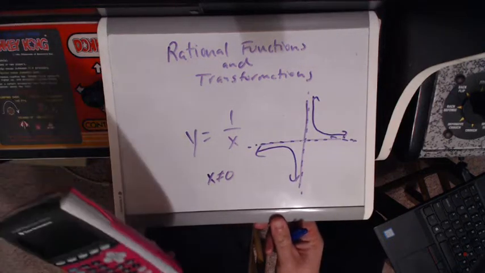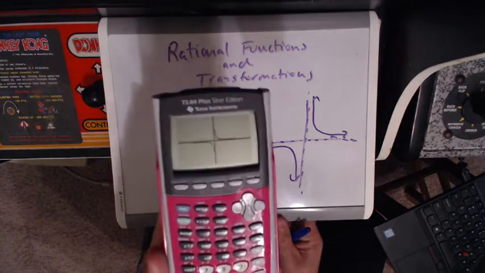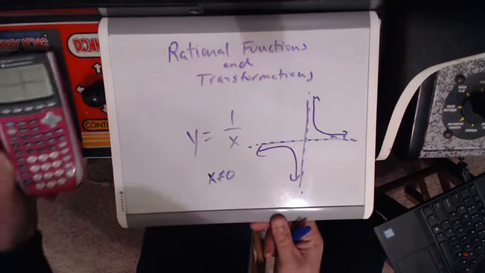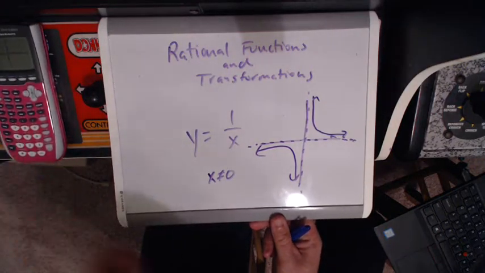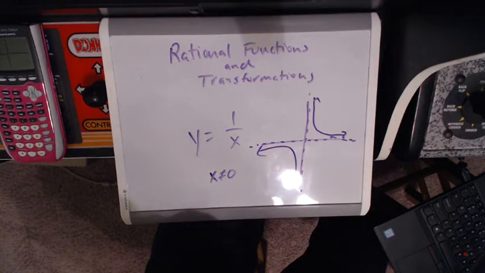If you want to see a better one, maybe we could graph it on the calculator and you can see, okay, there it is right there, right? Okay, so all I want to do is talk about a couple easy transformations and how that would affect the graph, all right? So let's think about this real quick.